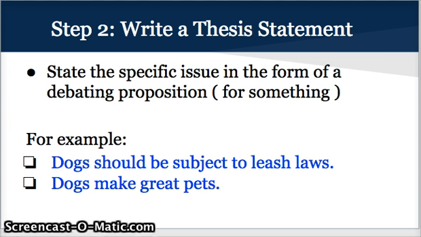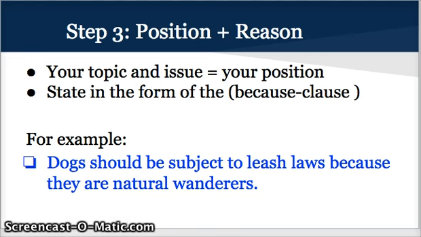Step 2. Next, it is helpful to state the issue in the form of a debatable argument or proposition for something that you believe or want. For example, dogs should be subject to leash laws, or dogs make great pets. Step 3. Simply state your position and the reason why you believe that dogs should be on a leash. And there you have it. You can state it in the form of a because clause, which will ensure that your reader is well informed of your statement. At this point, you're ready to begin stating the arguments and providing supporting evidence.